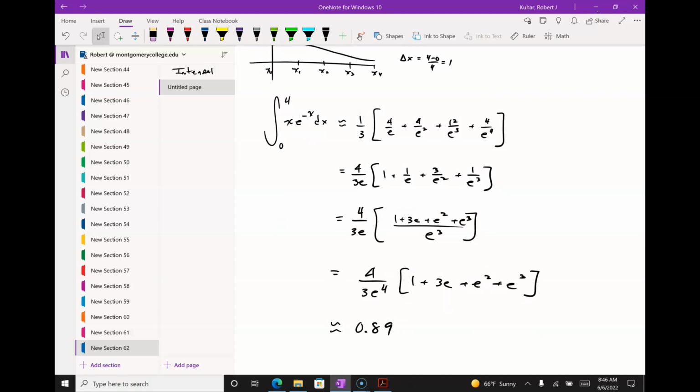So like the WebAssign will ask you, and the book's a little bit unfair. It's asking a lot of times for 10 rectangles. It just takes a little bit of extra time. I'll always ask for 4, just to keep it as simple as I can.